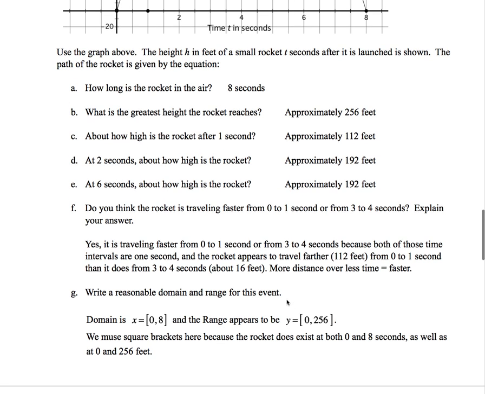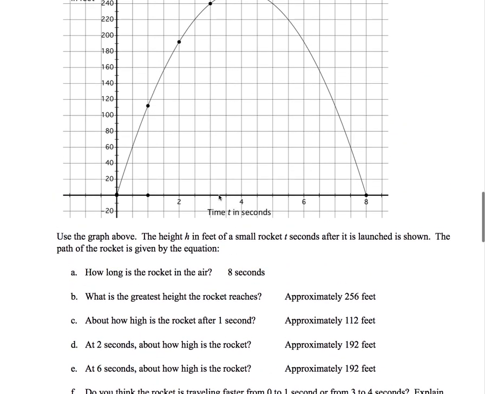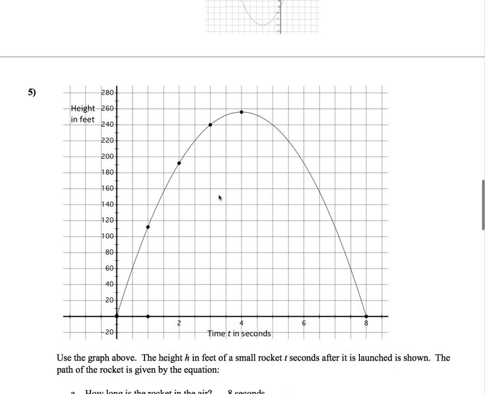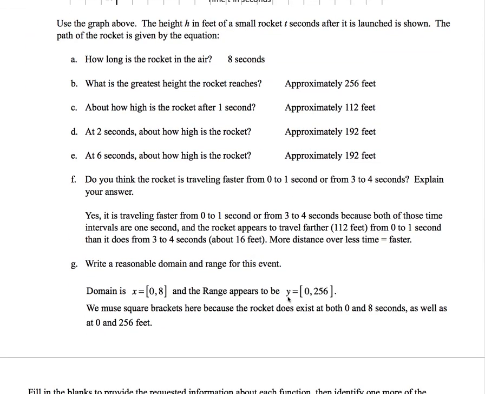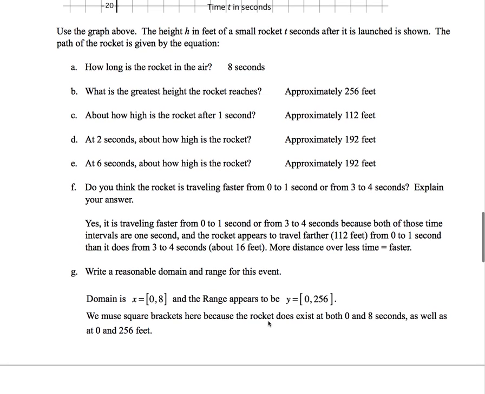The range appears to be y is equal to 0 because that's where it starts. It starts at a height of 0 and reaches a maximum of 256 before it comes down. So the range is represented as y, or function values, equal 0 to 256. Now I used square brackets for each of these because the rocket does exist at both 0 and 8 seconds and at a height of 0 and 256 feet.